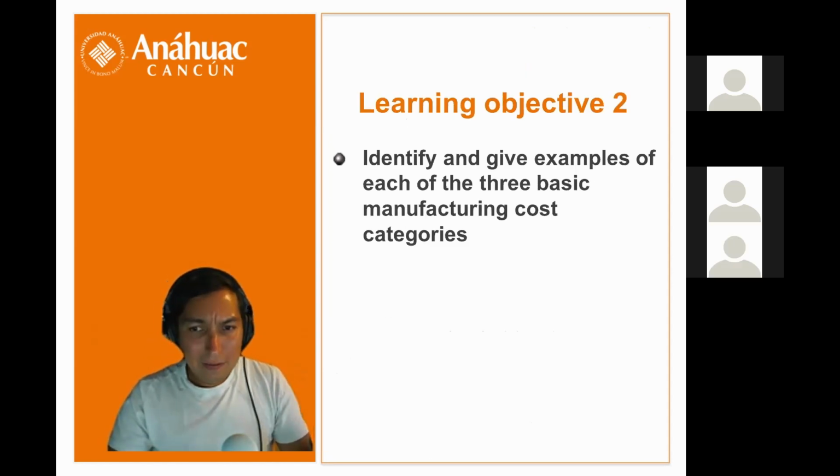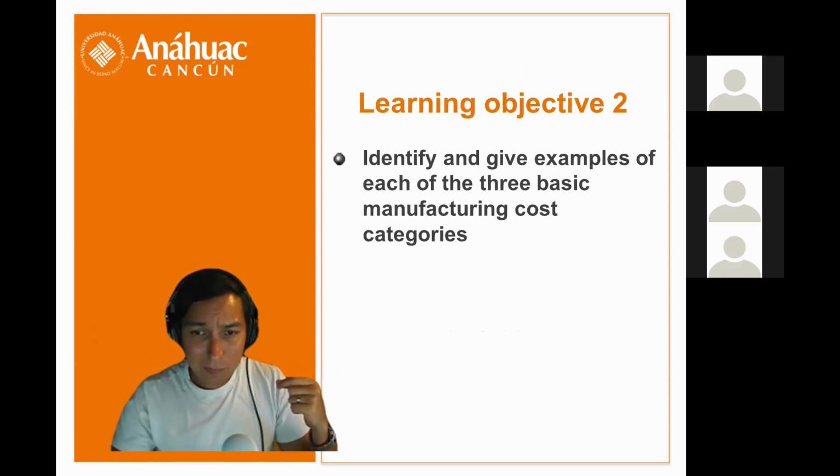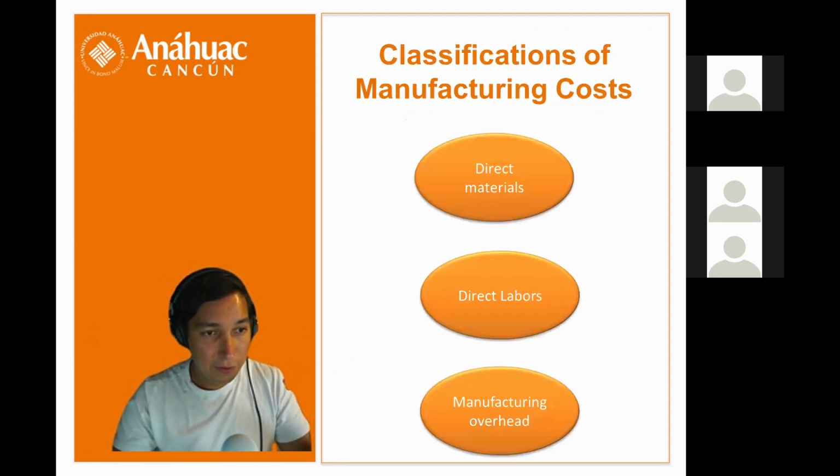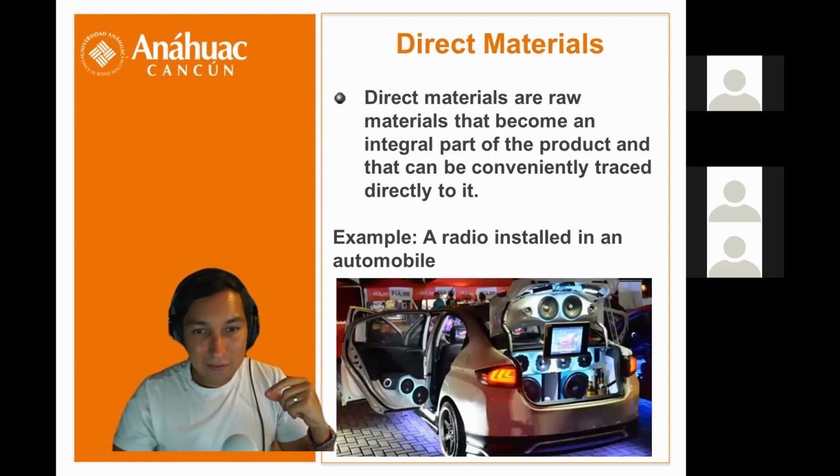So next, we need to look at our 3 basic manufacturing costs, and we've actually already touched on them. Let me show you. It's direct materials, direct labor, and MO, manufacturing overhead. So just a quick definition of each of those. Direct materials are raw materials that become an integral part of the product and that can be conveniently traced directly to it.